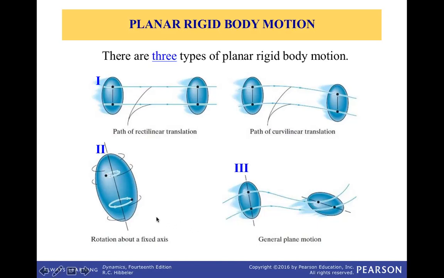Now, in general, you could have a combination of rotational motion and translational motion. So if you combine one and two, you will generally have a general plane motion. You can see this body could have translation, going from one point to another point. It could also rotate about a certain axis going through the body. So that's the general plane motion. Those are the three types of planar rigid body motion.